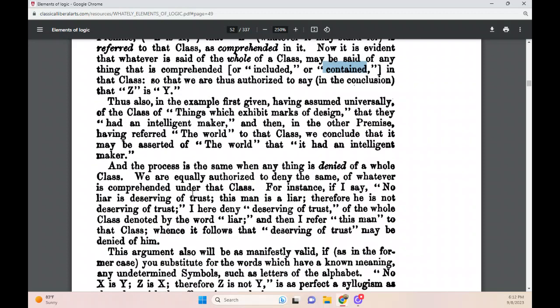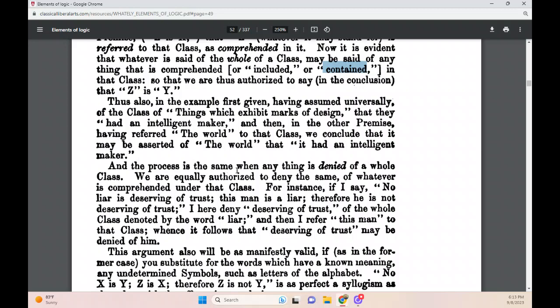And so here we have a second formula for a valid argument. The process is the same. The reasoning process is the same when anything is denied of a whole class. So in the first example, we said a valid argument can be in the form of that where something is asserted of a subject. Here we say something is being denied of the whole class of subjects, and that leads us to a conclusion.